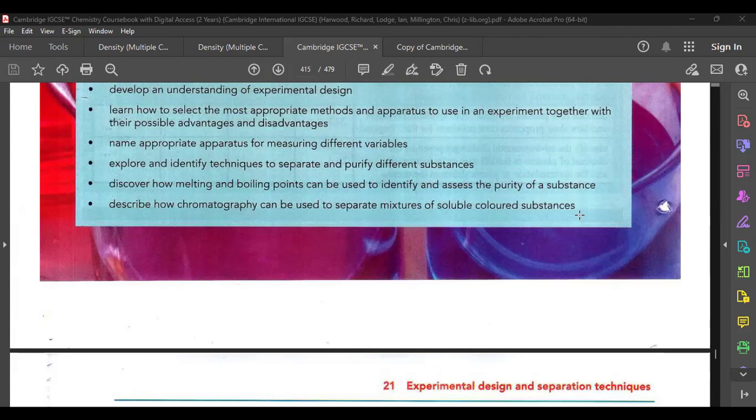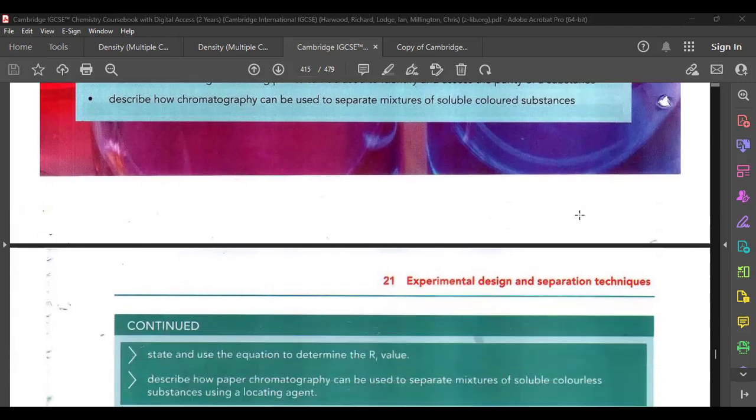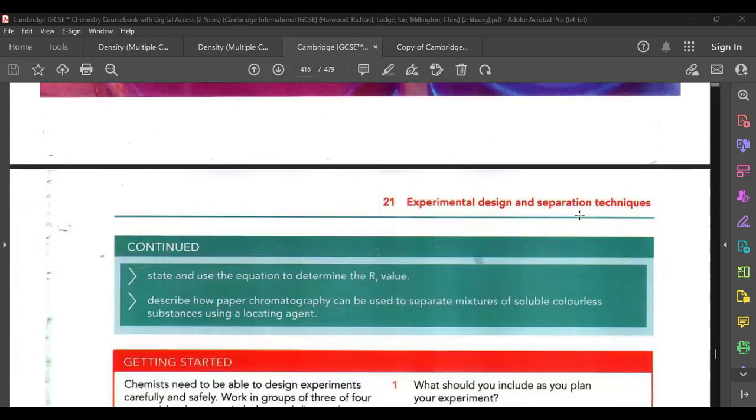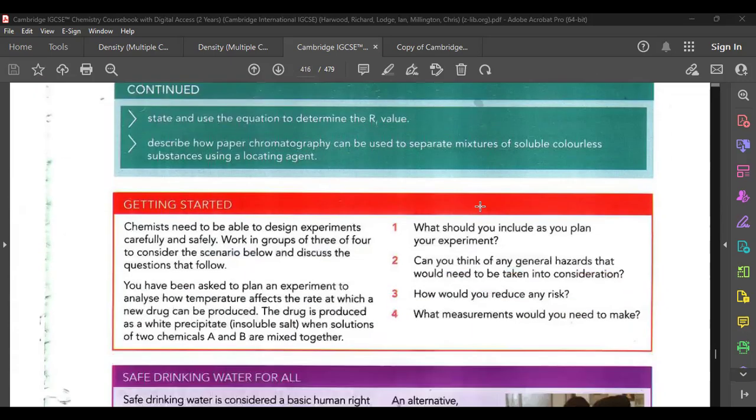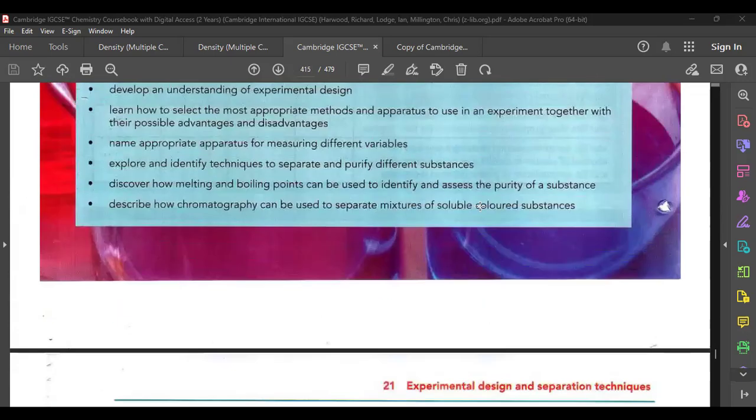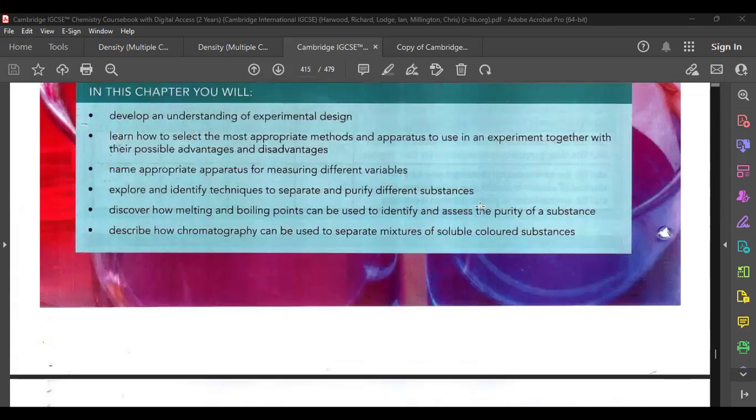Okay, then we are going to identify the techniques to separate and purify different substances. The most important technique that we are going to learn in this chapter is chromatography. That is the most commonly used separation technique. Then we are going to discover how melting and boiling points can be used to identify and assess the purity of a substance. This we have already discussed in the previous chapter as well. In the case of water, we discussed the heating and cooling curve with melting and boiling points and the impurity of the substances as well.